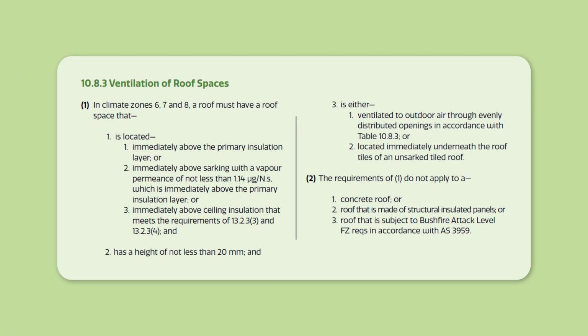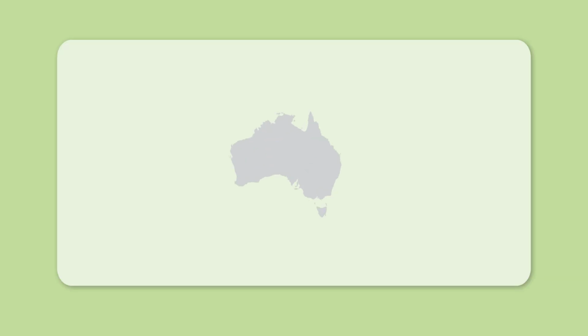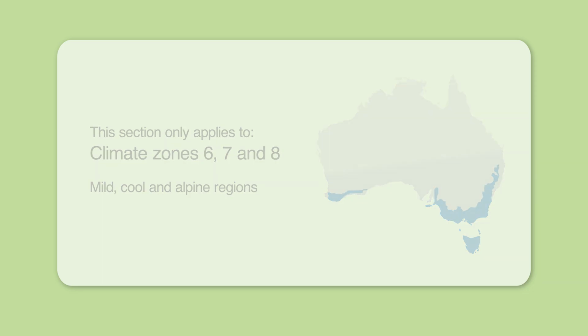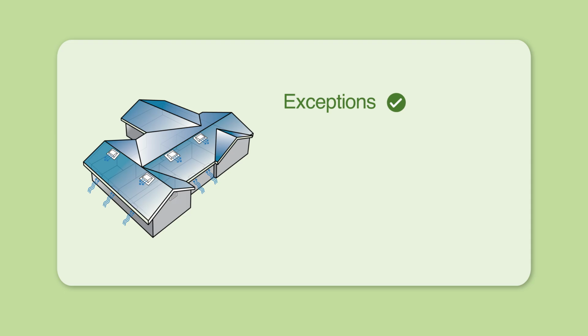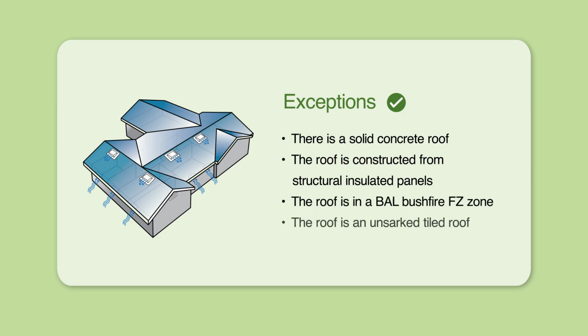Here is an excerpt of the regulations. We will explain this in simple and practical terms. Unlike exhaust systems in 10.8.2, this section only applies in climate zones 6, 7 and 8, in mild, cool and alpine regions of Australia. There are some additional exceptions that also do not require 10.8.3 compliance. These include if there is a solid concrete roof, the roof is constructed from structural insulated panels, the roof is in a BAL FZ zone, or if the roof is an unsarked tiled roof.